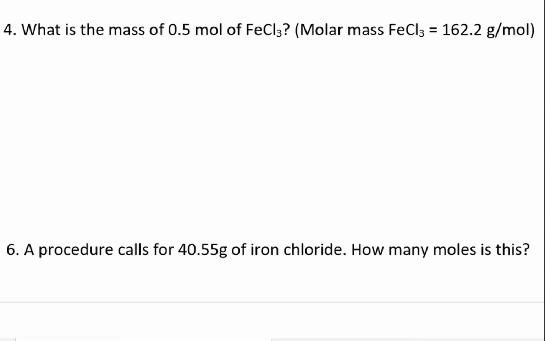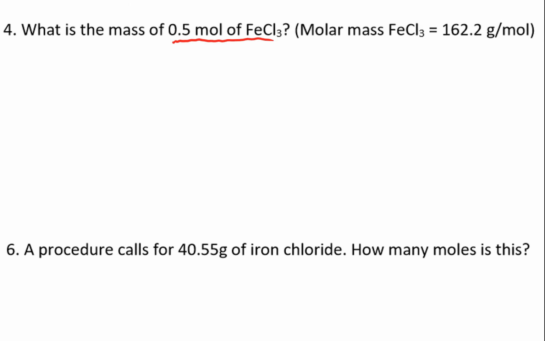In these two problems, we're going to look at converting grams to moles and moles to grams. Grams are a way to measure the mass of a substance. Moles are a way to count the number of particles in that substance. Question 4 reads, what is the mass of 0.5 moles of iron chloride?